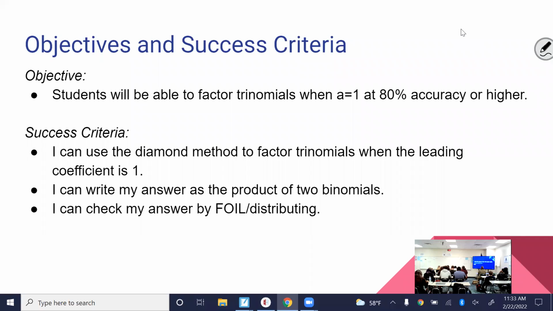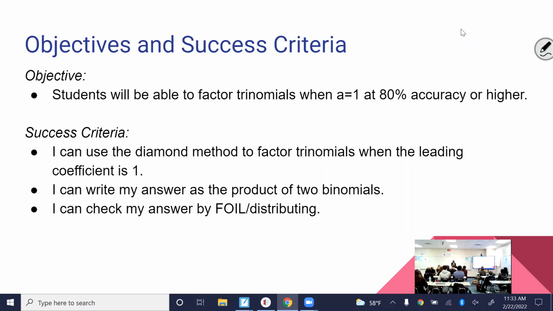Today starts the 7-3 lesson, and it's split into 2 days. It may take a little longer than 2 days to get through the practice time and the exit ticket and all that, but it's split into 2 days, and each day is a little different. So today we're just going to look at factoring trinomials where the leading coefficient is 1.